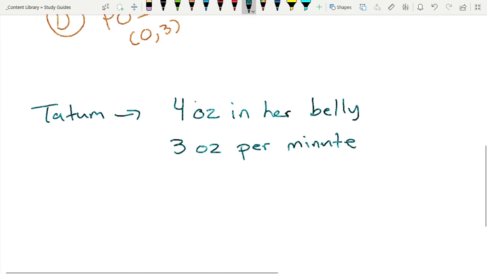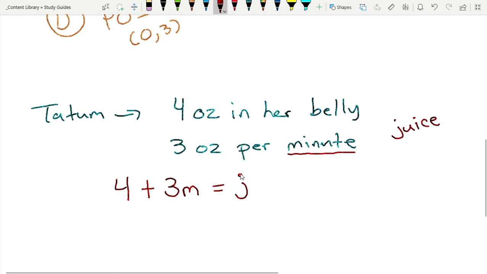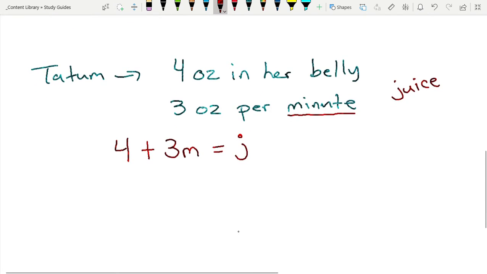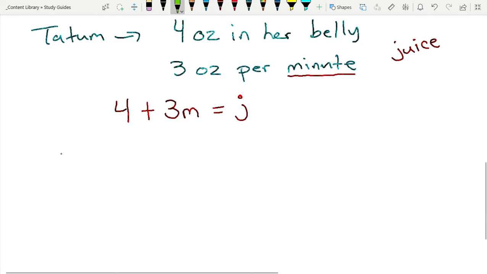And we're going to have to make an equation for Tatum. So we identify what are the two things we're measuring. Well, we're measuring time, which is minutes, because this is a competition. And then we're measuring how much juice they each get. So to get Tatum's total juice, you start with how much she started with, which was 4. Now she's adding 3 every minute. Well, we don't know how many minutes are going to go by. So we say 4 plus 3 times m. If you do that equation, the final number that comes out is how much juice. So that's what I'm going to say is J. So that would be Tatum's equation. 4 plus 3m equals J.